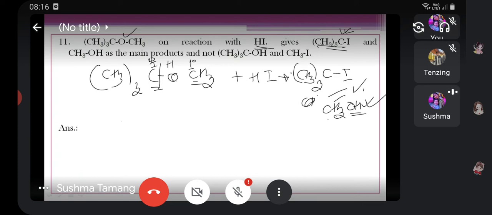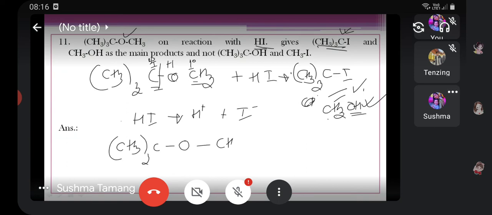So HI will dissociate as H plus and I minus. Then we have the ether, O, CH3, which has a lone pair, okay, and we have H plus, a proton. An oxygen with a lone pair always gets protonated. If you have alcohol, if you have a proton, then protonation will occur. If we have ether which has a lone pair, the proton attacks, so we'll get (CH3)3C, then O positive and CH3, and H also comes here.